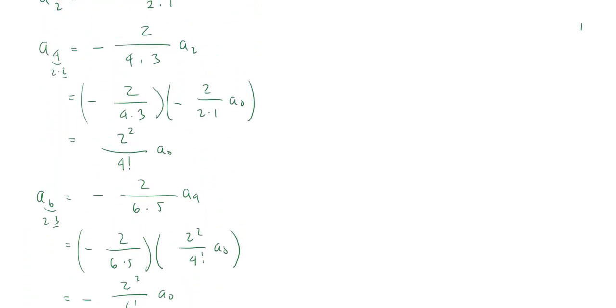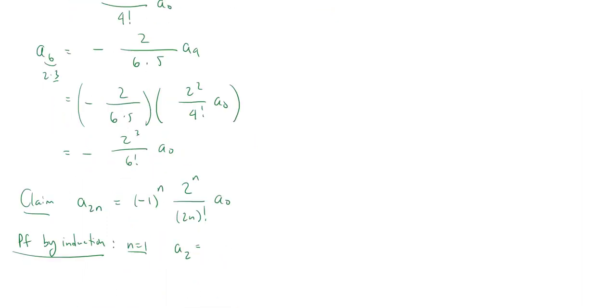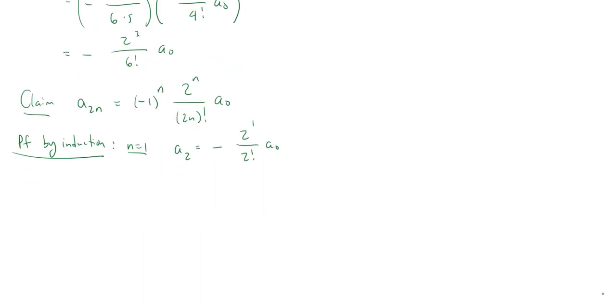A sub 2, it was equal to negative 2 over 2 factorial A naught. Well, what happens? If you make n equal to 1, then you get negative 2 to the 1 over 2 factorial A naught. Yay, that works, right? This formula actually works in the case where n is equal to 1. Okay, now comes the inductive step.